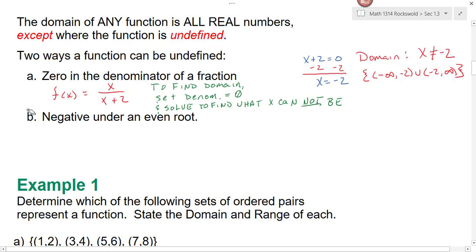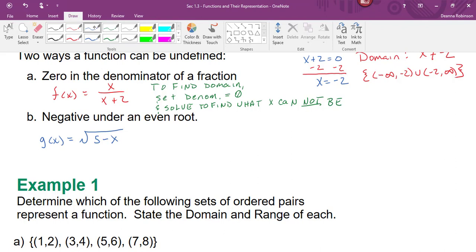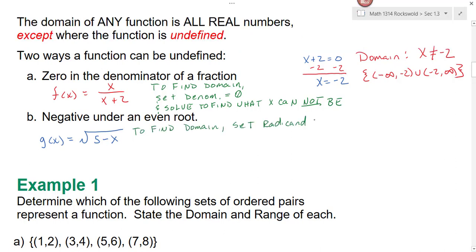The other way that a function can be undefined is if we have a negative underneath an even root. So for example, I told you that g of x was equal to the square root of 5 minus x. To find the domain for a radical, we set the radicand greater than or equal to 0 and solve for what x can be. Positive numbers are greater than or equal to 0. You have to take the square root of a positive number. You can't take the square root of a negative number. Hopefully y'all remember that from either high school or intermediate algebra. The radicand is just the fancy name that we call this expression that's underneath the radical.